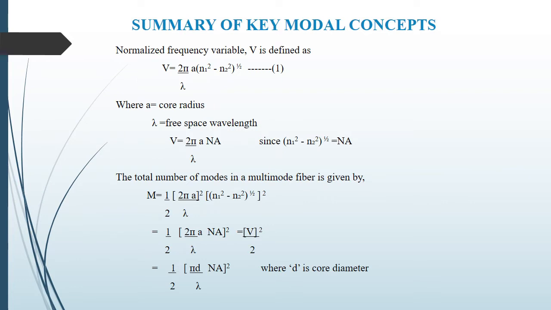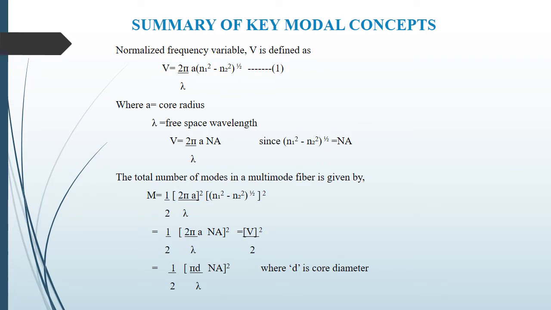First, we are going to see the summary of key model concepts. Here we have taken the normalized frequency variable V, which is defined as V is equal to 2 pi by lambda A into (n1 square minus n2 square) the whole power 1 by 2. Here A is denoted as the core radius and lambda is the free space wavelength. So V is equal to 2 pi by lambda A into NA, since (n1 square minus n2 square) the whole power 1 by 2 is denoted as NA, that is numerical aperture.